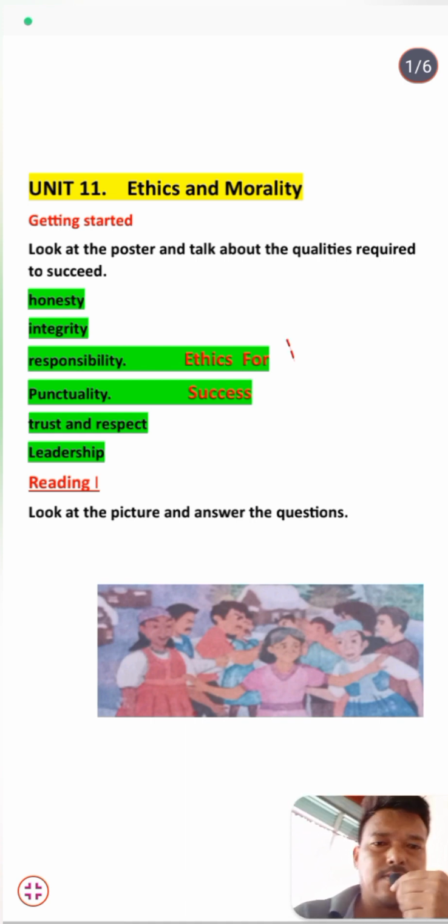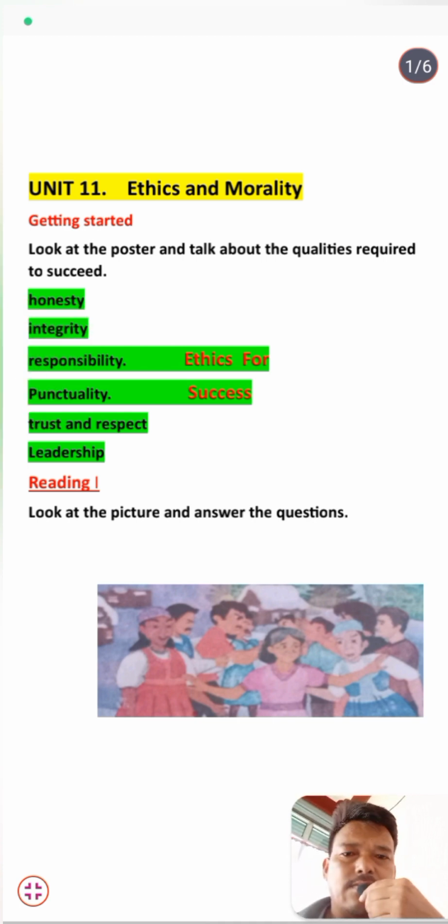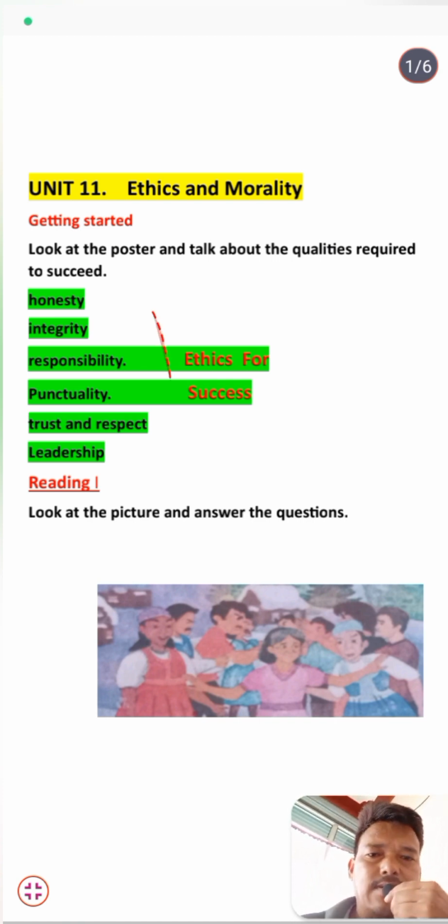Students, here is a poster. These are some qualities that one individual should have to be a successful one. So here are some qualities to be successful: honesty, integrity, responsibility, punctuality, trust and respect, and leadership. These are the qualities that one must have to be successful.